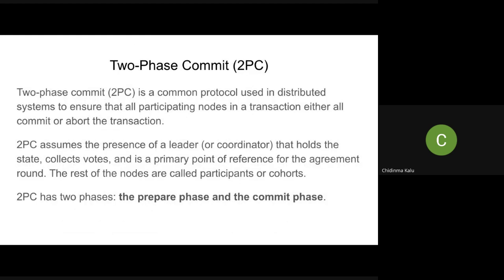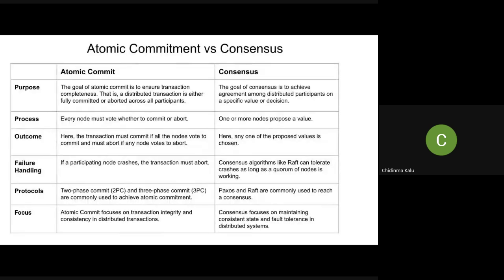So now we'll talk about two-phase commit. Like I said earlier, two-phase commit is a common protocol used in distributed systems to ensure that all participating. Oh, sorry. Any questions? Going once? Going twice? No, I don't know. Is consensus versus atomic commitment confusing to anyone?